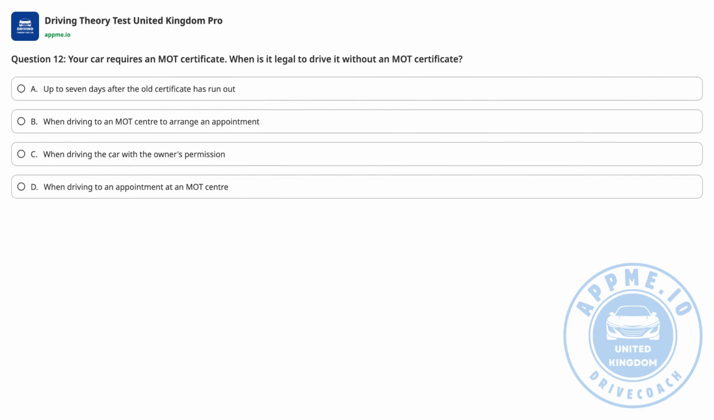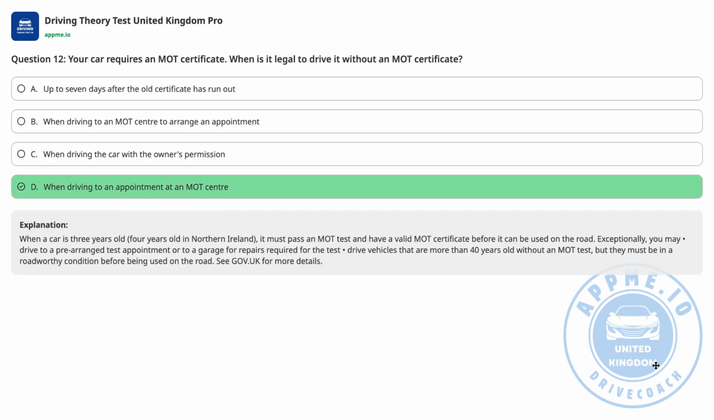Question 12. Your car requires an MOT certificate. When is it legal to drive it without an MOT certificate? A. Up to 7 days after the old certificate has run out. B. When driving to an MOT center to arrange an appointment. C. When driving the car with the owner's permission. D. When driving to an appointment at an MOT center. The correct answer is D.